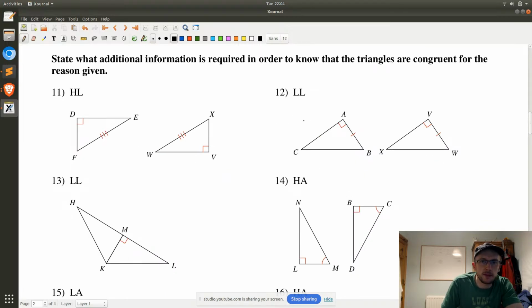State what additional information is required in order to know that the triangles are congruent for the reason given. For the hypotenuse leg theorem, well, I guess I would have to know that side HV is congruent to side FD. And for the leg theorem here to hold, I would have to know that side AC is congruent to side VX. And we check.